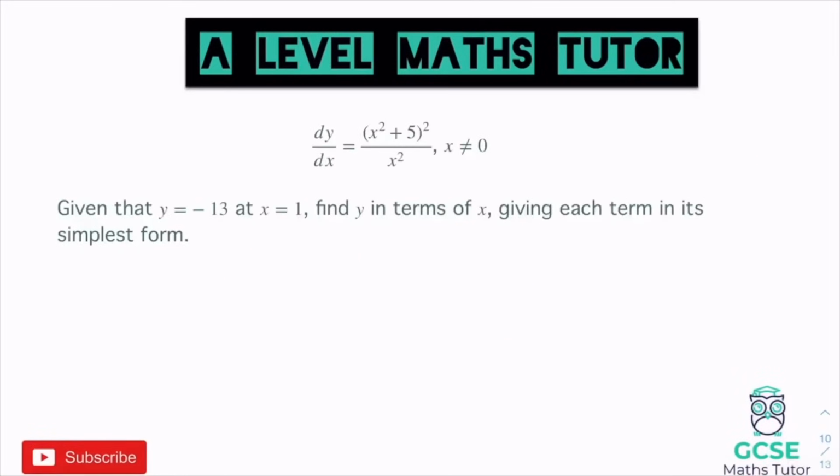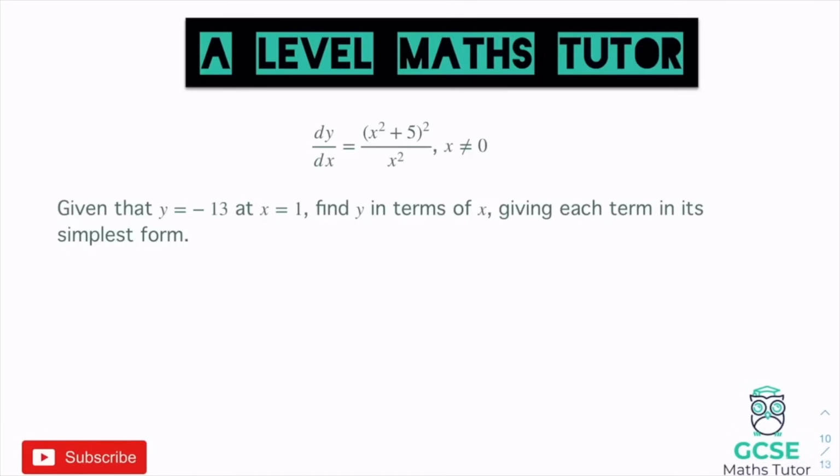Okay, so this question here looks very similar to one we looked at earlier in the video. We've got dy over dx equals (x squared plus 5) in brackets squared all over x squared, where x cannot equal 0. Obviously we can't divide by 0, so we can't have x is 0 on the bottom. And it says given that y equals 13 and x equals 1, find y in terms of x, giving each term in its simplest form.